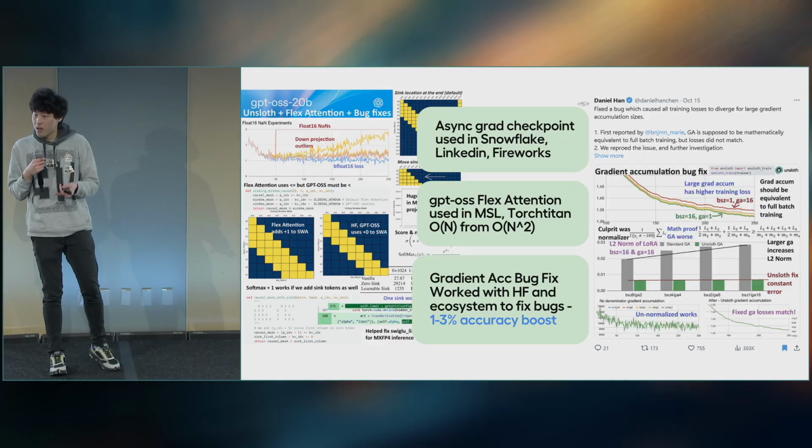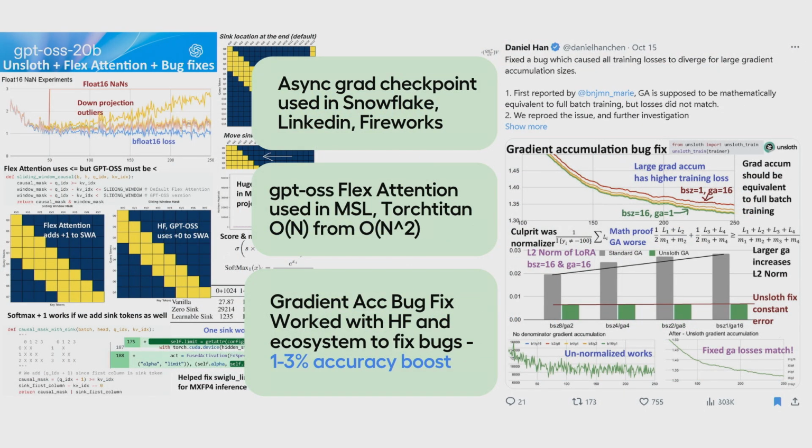We don't just fix model bugs. We also released something called asynchronous gradient checkpointing, which is used by many folks. We introduced this, I think, 1.5 years ago. We also introduced flex attention, which reduced memory usage for training to n from n squared. And we contributed a gradient accumulation bug fix, which increased accuracy by 1 to 3% for all training runs. So we do a lot of work that is not just model bug fixes: we fix training runs and everything else in the AI stack.